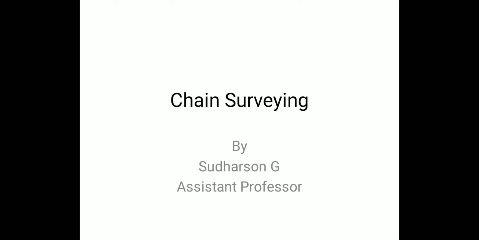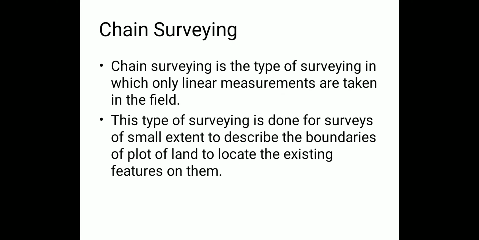Chain surveying is a type of survey that is basically used here. Chain surveying is only for linear measurements that are taken in the field. This type of surveying is done for surveys of small extent, to describe the boundaries of the plot of land and to locate the existing features on them.